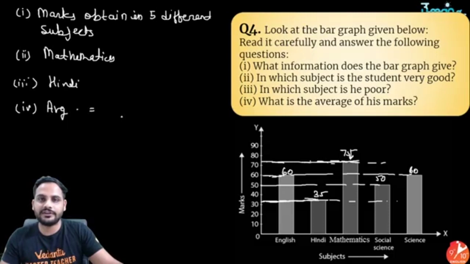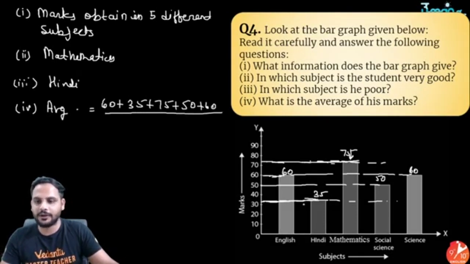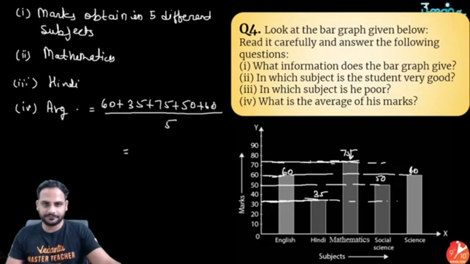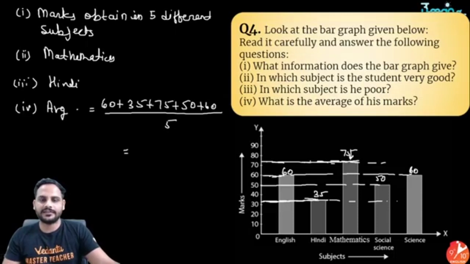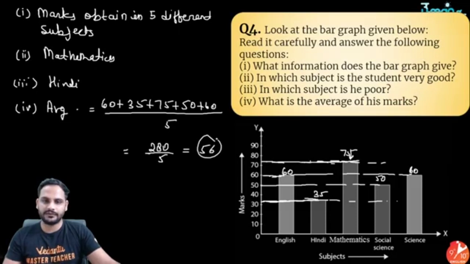Sum of all the values divided by the number of values. Sum of all values will be 60 plus 35 plus 75 plus 50 plus 60, the whole divided by how many values there are. How many subjects? 5 subjects, divided by 5. So you are getting 60 plus 60, 120. 75 plus 35 is 110. So 110 plus 50 is equal to 160. 160 plus 120 is equal to 280. 280 divided by 5 is equal to 56.